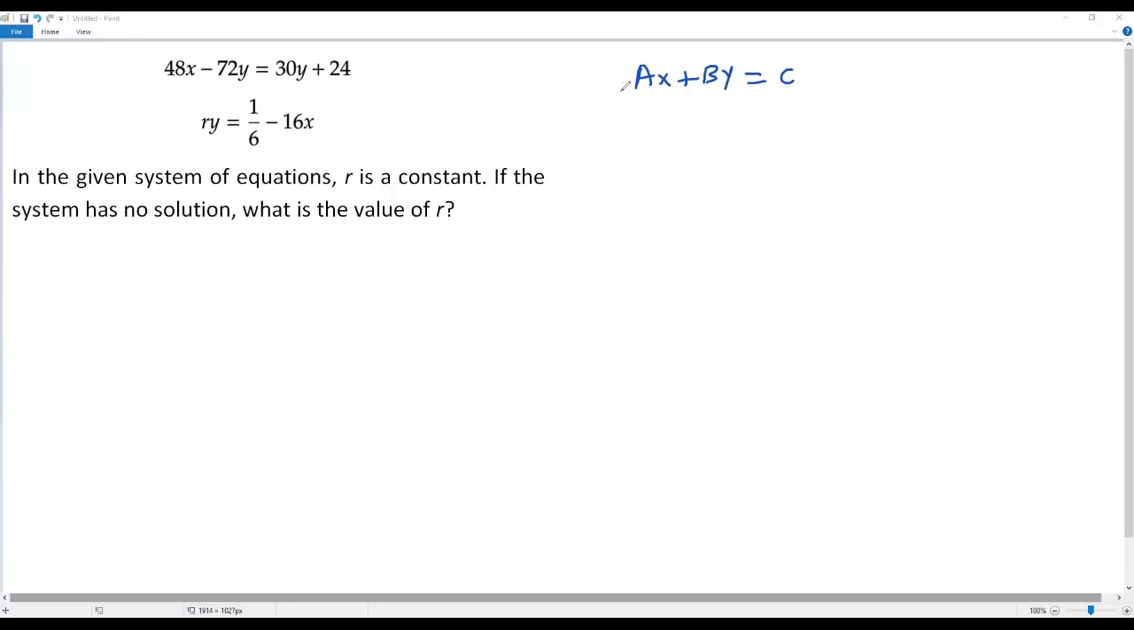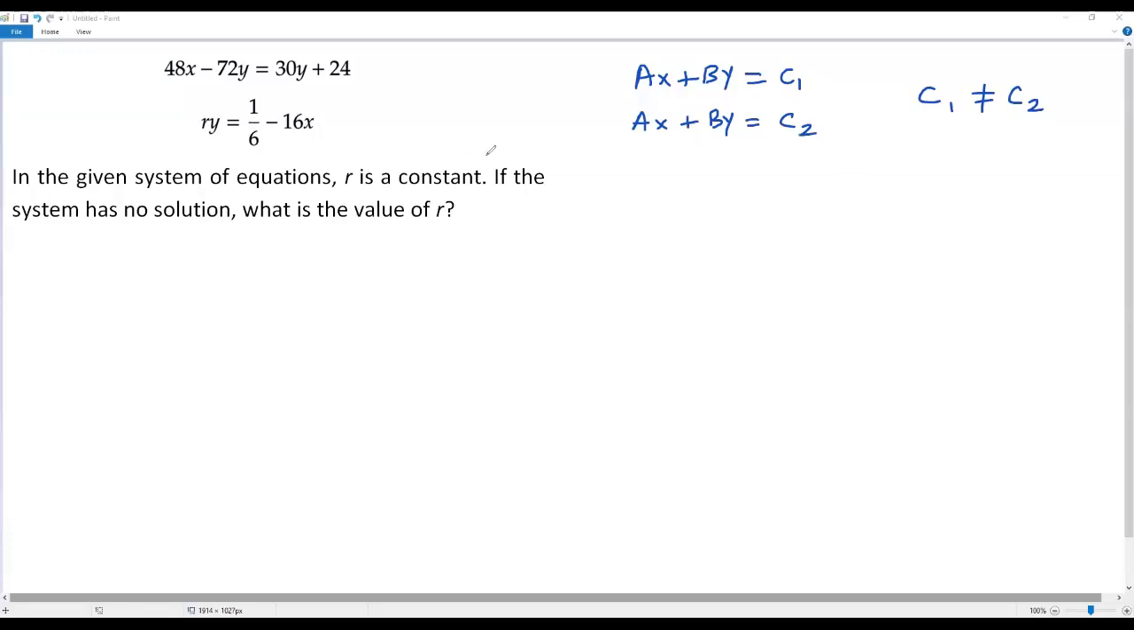Once I write each equation in standard form, I'll be getting the two equations in the form ax plus by equals c1 for the first equation, where I consider the constant on the right side as c1, and ax plus by equals c2 for the second equation, with c2 as the constant in the second equation. Both the constants are different. That means c1 and c2 are not equal.